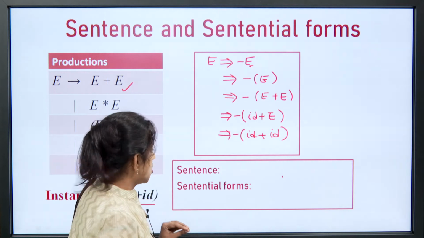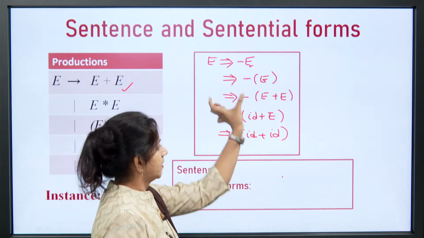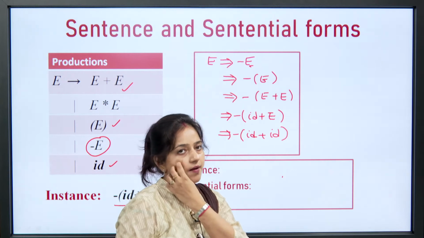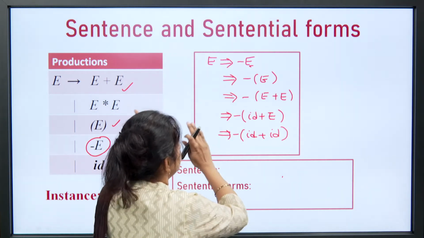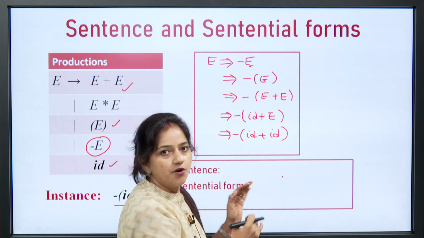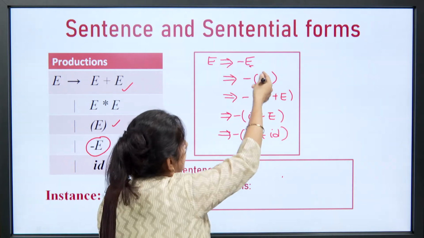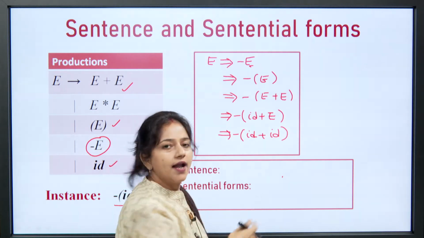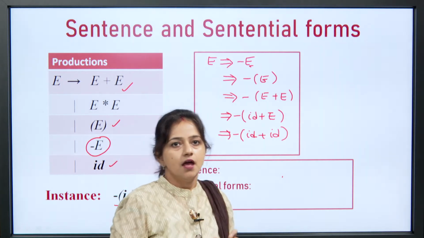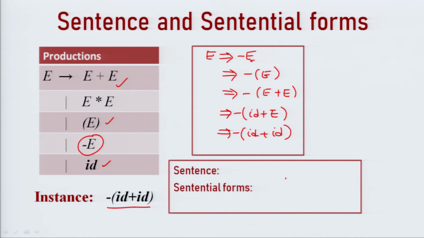Now, we will try to obtain what is the sentence and what are the sentential forms over here. When we are doing the derivation, we are obtaining many forms like E, minus E, and so on. These are all the forms that we are obtaining in the derivation. The form that has only a string of terminals will be called the sentence. Among all these forms, this is the form that has only a string of terminals. So, here the sentence is minus id plus id.